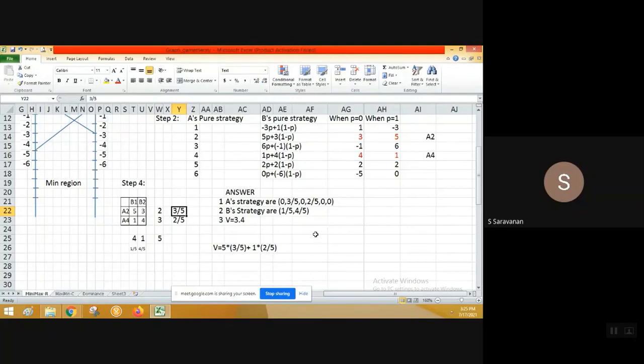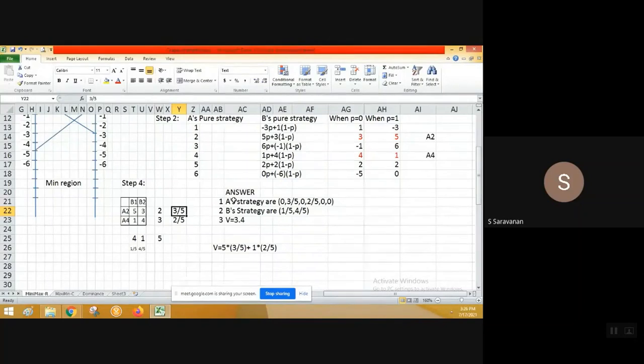So B's strategy will be 1 by 5. I'm just crossing, that's all. No need to think much bigger. Just cross here: 1 by 5 and this is 4 by 5. So here it is 2 by 5 and 3 by 5. The remaining strategies are 0. A1, A3, A5, A6 are 0. So we need to have 3 answers. One, we need to identify the A strategy, we have done. We have to identify the B strategy, we have done.